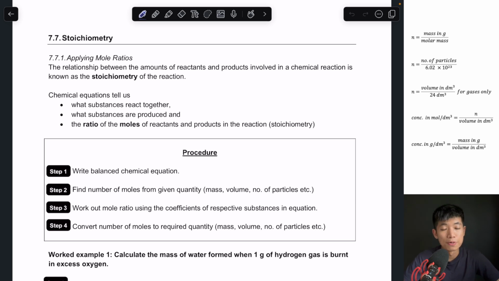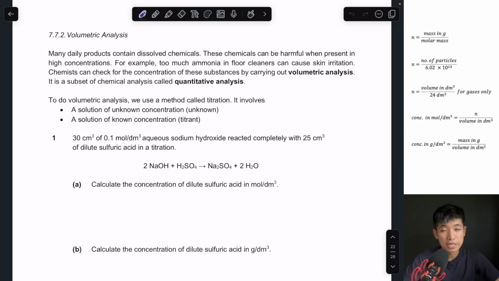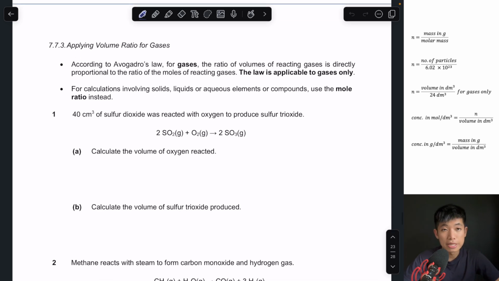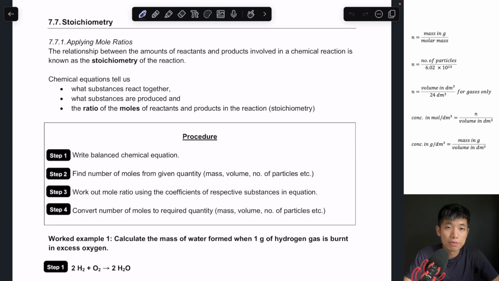In the first section we will look at how to do calculations based on chemical equations. In the second section, it is the same thing, but we are going to apply that to the context of a titration experiment, and this is called volumetric analysis. And finally, in the last section, we will look at how we can do a shortcut method when we are doing calculations using gases.